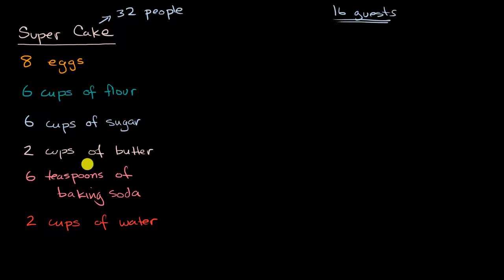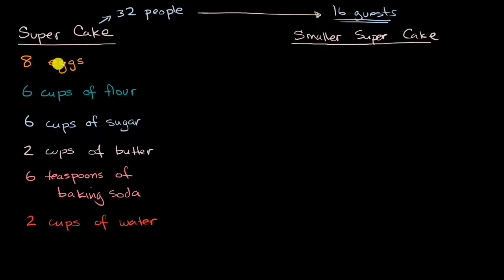And I encourage you to pause the video and think about it. All right. So right now we're going to think about, well, we're going to have a slightly smaller super cake. And you might have reasoned that, look, if we're going to have half as many guests, then each of the ingredients we should just have half as much. And you would be right.